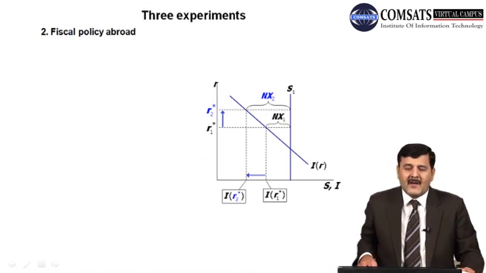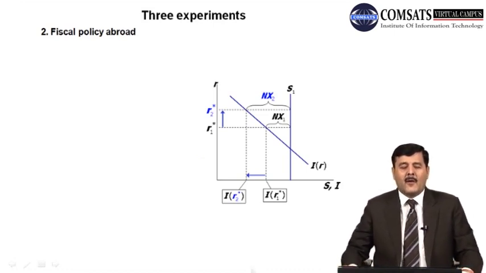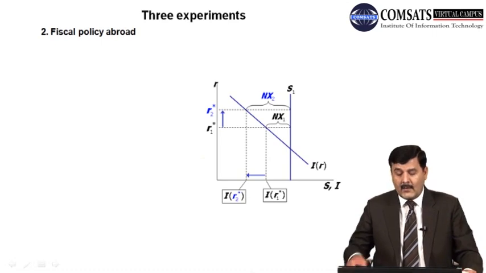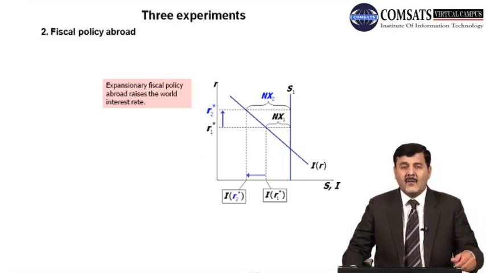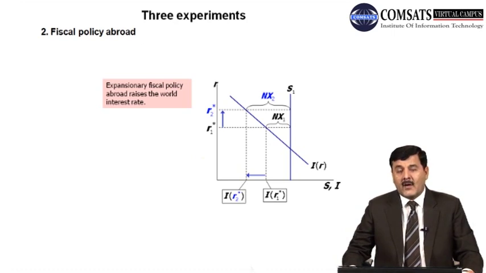Now the second experiment, which is about fiscal policy abroad. Jab fiscal policy abroad ki baat karein, what does it mean? It means expansionary fiscal policy abroad raises the world interest rate. Jab government international level par expansionary fiscal policy adopt karti hai, to world interest rate badh jayega. Jab world interest rate badhta hai, to kya effect hoga uska investment pe? Investment kam ho jayegi. Jab investment kam hogi, to naturally savings zyada hogi.